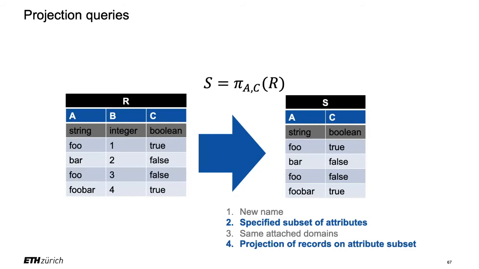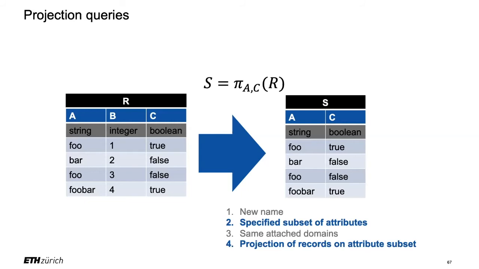In case foo1 was false as well, then when you take A and C, it's going to remove the duplicate entry because foo false will be twice. Yeah, exactly. So the idea is that it can be at most the same number of records, but you might obtain duplicates that were not duplicates before, but they become duplicates if you remove a column.